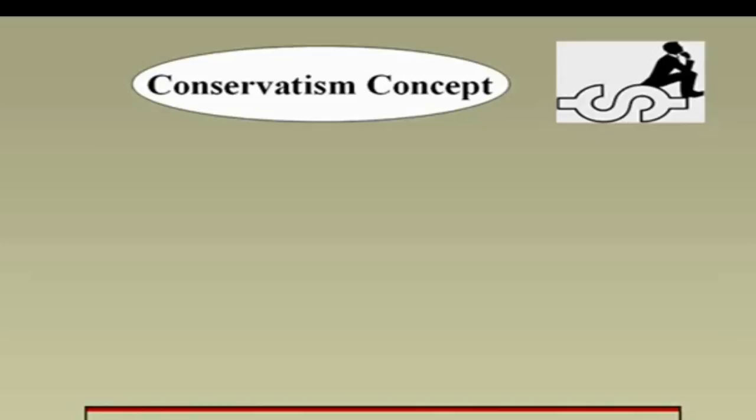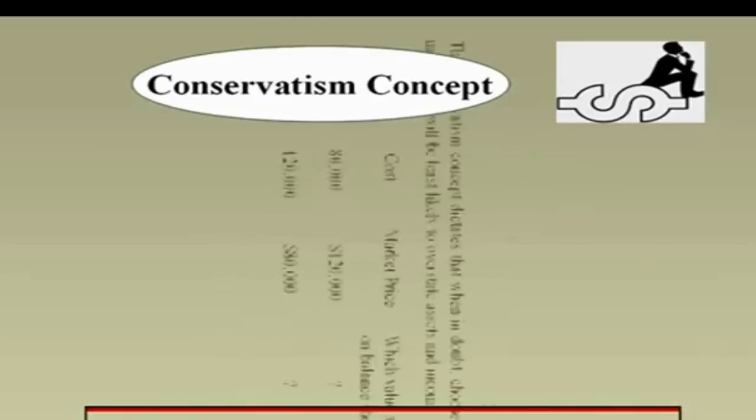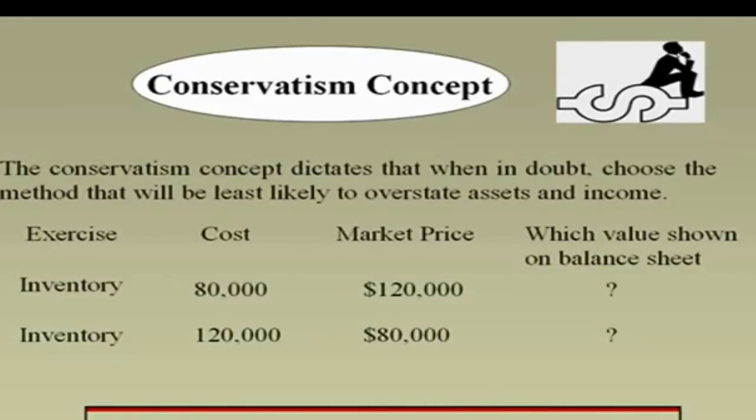A common application of conservatism is in the valuing of inventories. Look at the example below. I want you to spend a minute reading this example. Here's a little exercise. Inventory cost 80,000. The market price is 120,000. Which value should be shown on the balance sheet? Next example. Inventory cost 120,000. The market price is 80,000. Which value should be shown on the balance sheet? The answer is you go with the lowest in every case. What does conservatism say? Go with the lower number. So go with 80,000.